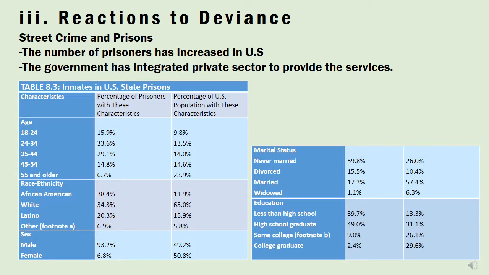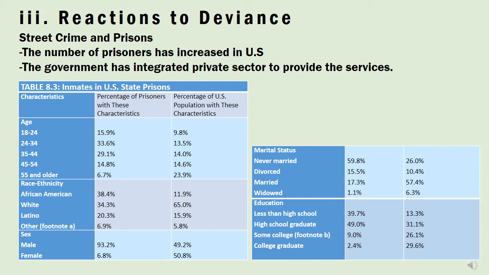Let's move on to number 3, reaction to deviance. What happens when we commit crime? See? Street crime and prison. Here, the number of prisoners has increased in the US and the government has integrated the private sector to provide service. You can see in the table here, they categorize characteristics of age, race, ethnicity, sex, marital status, and education.